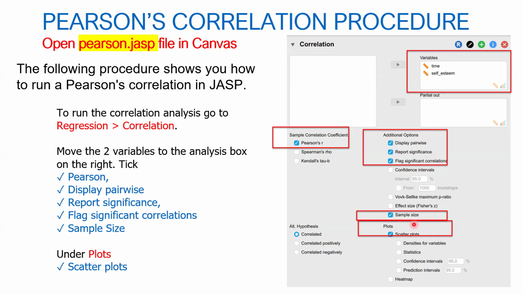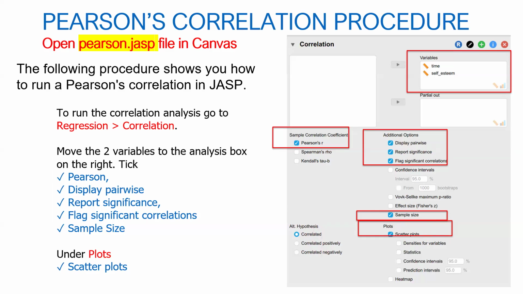Then below that, we need to tick the sample size so that the sample size will appear in our output. And under the plots, we need to generate scatter plots. This is important, right? And then the alternative hypothesis, by default, I believe, will be correlated. So you leave it as it is.